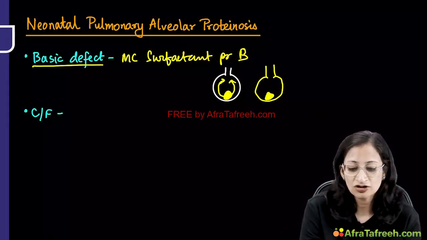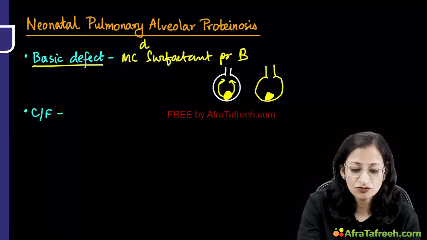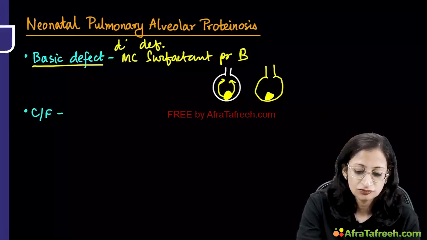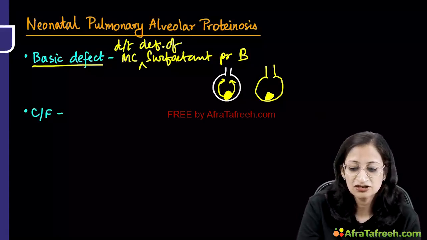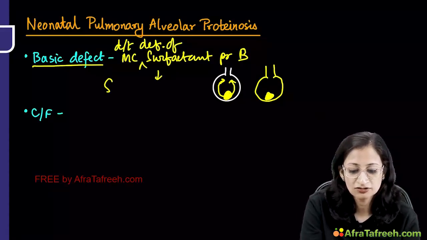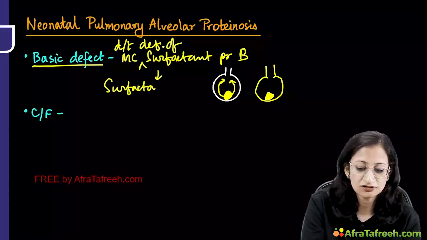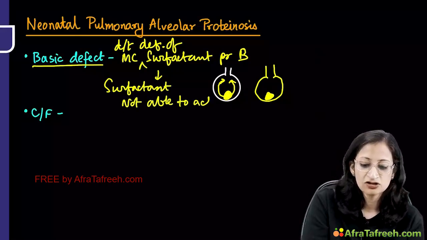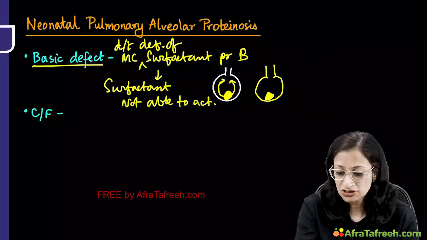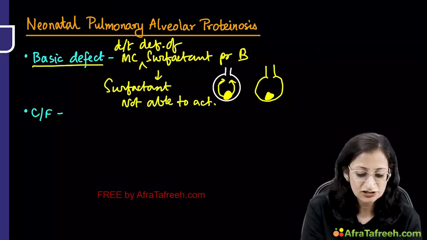Okay. So if deficiency of surfactant protein B is there, then the surfactant is not able to act. So surfactant, even though it is present, is not able to act, right? So how will these babies present? These babies can be seen even in term babies.